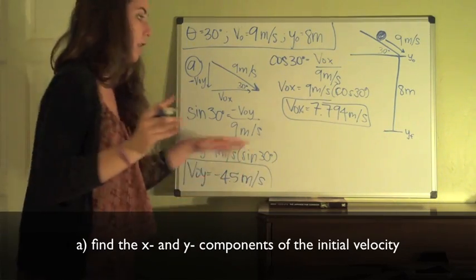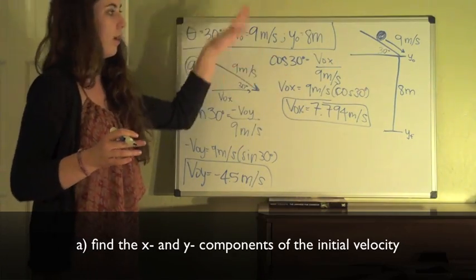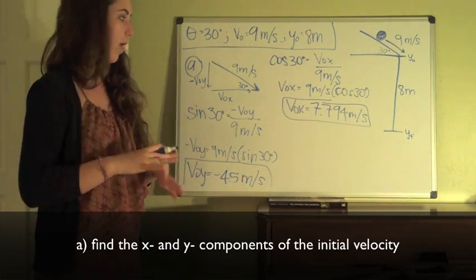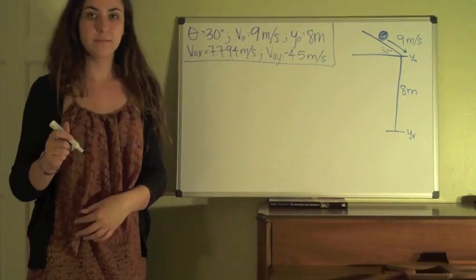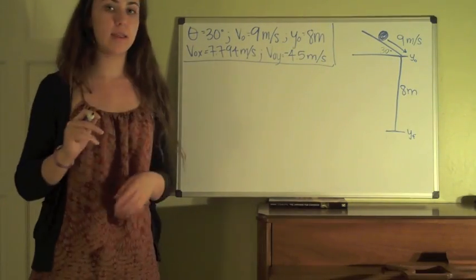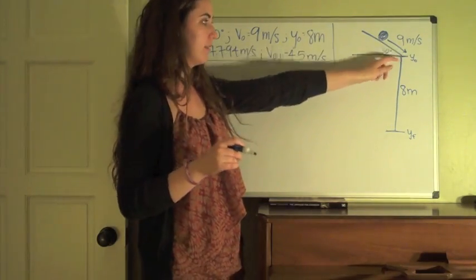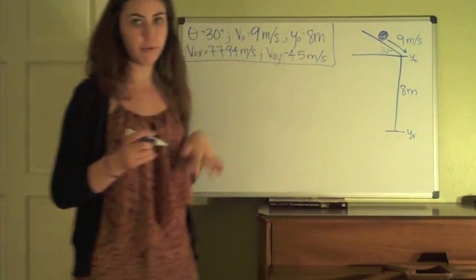Okay, so we've done the first part of the problem. I'm going to add these values to our list up here and then erase this part of the problem so we'll have space for the next parts. For the next part of the problem, they want us to find the time that it takes for the ball to reach the ground right after it passes this y0 point, which is the edge of the roof.